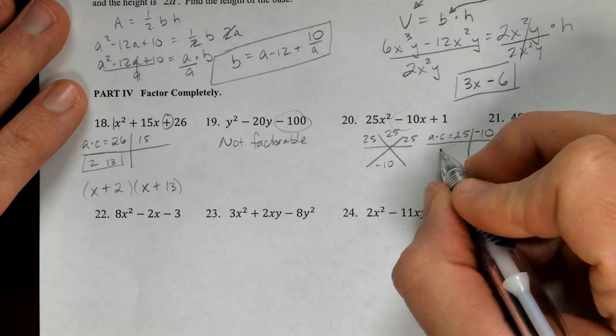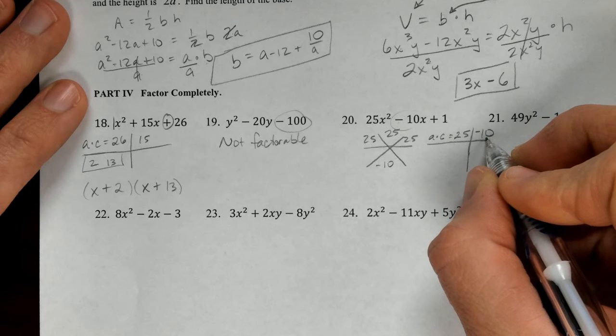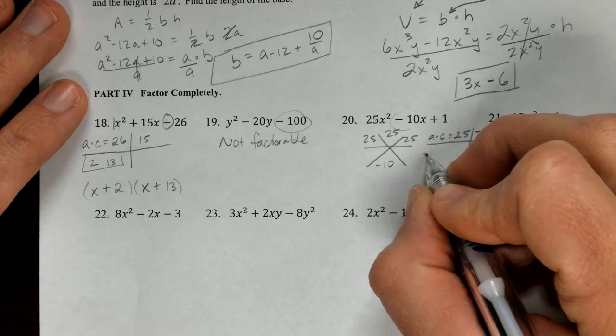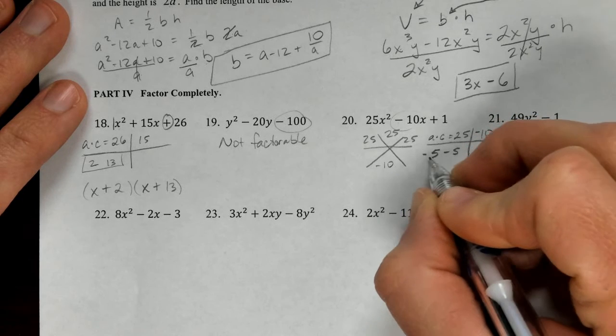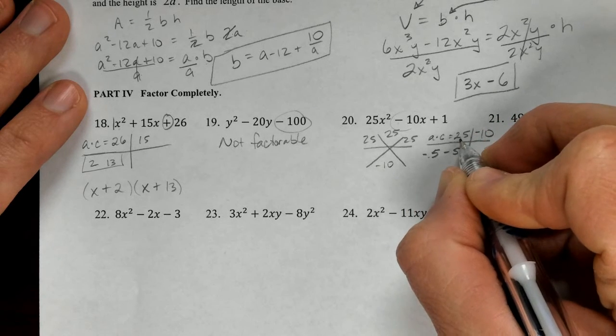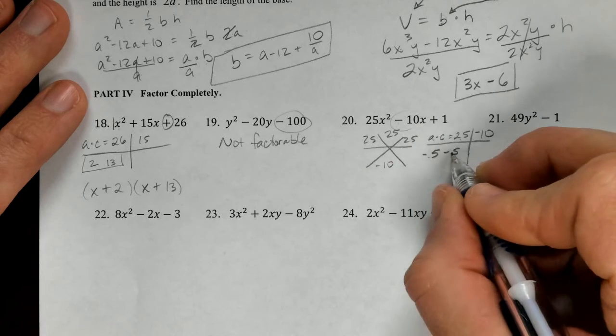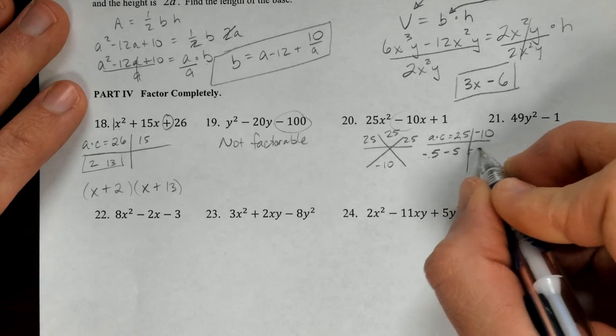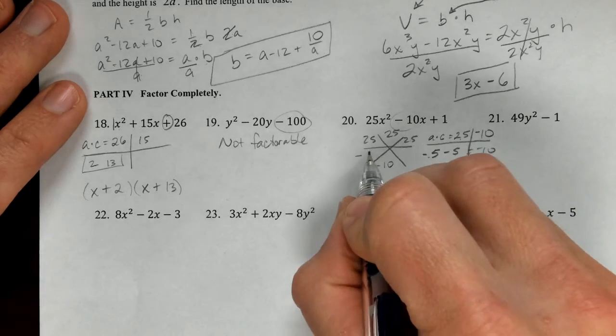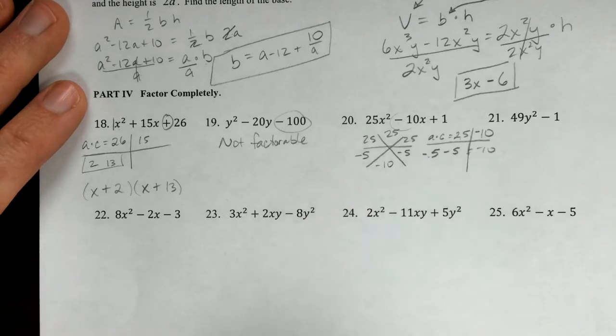Alright, here we go. So factors of 25, 1 and 25, those don't add to give me negative 10. Alright, but negative 5 and negative 5 do. Negative 5 times negative 5 is a positive 25. Check. Negative 5 plus negative 5 is a negative 10. Check. So I'm going to put a negative 5 here. I'm going to put a negative 5 here.